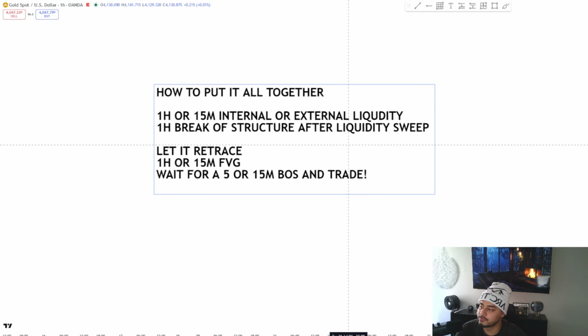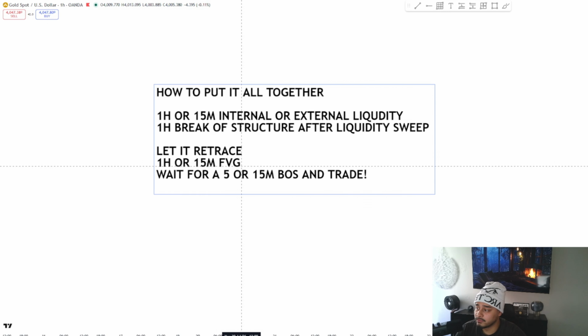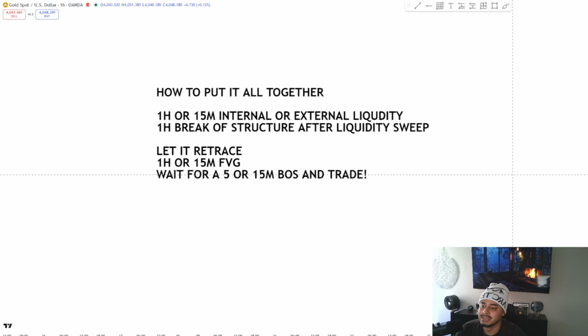Now, a 1-hour or 15-minute internal or external liquidity sweep. Then a 1-hour break of structure after the liquidity sweep. Let it retrace, okay? You don't just enter off of the 1-hour break of structure after the liquidity sweep. You can, but I would recommend low risk, okay? But the main move, once you have your liquidity sweep, is to wait for a 1-hour or 15-minute fair value gap. Wait for price to retest, come back into that FVG, and then a 5 or 15-minute break of structure, then trade. This is your analysis right here, okay?